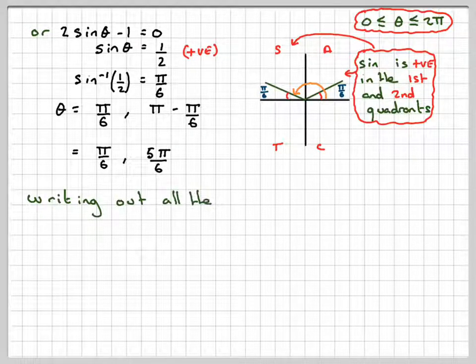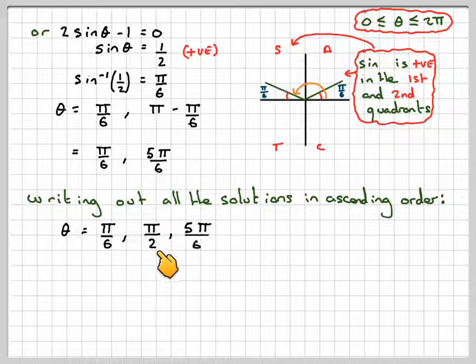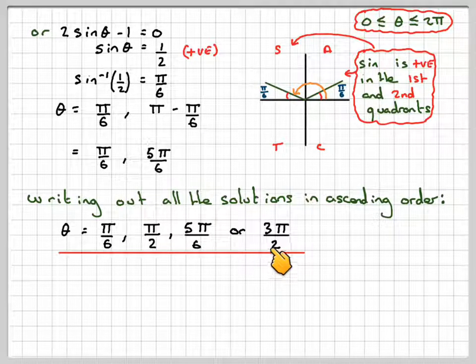So writing out all the solutions in ascending order, we're going to get that theta is pi by 6, pi by 2, 5 pi by 6, or 3 pi by 2.